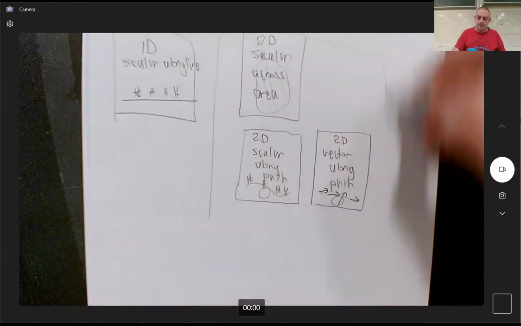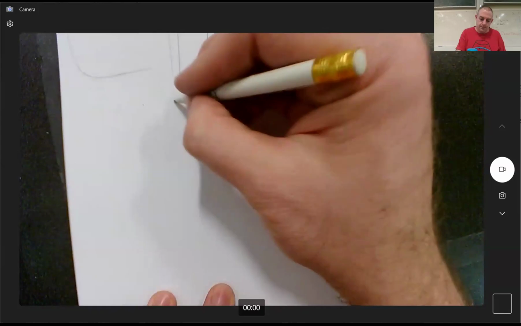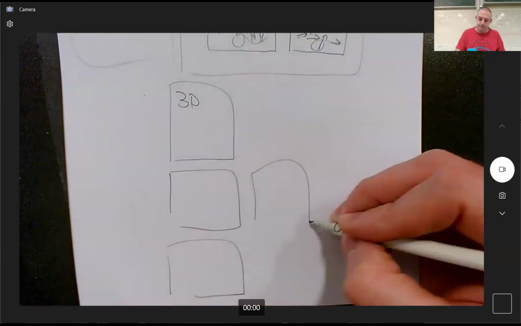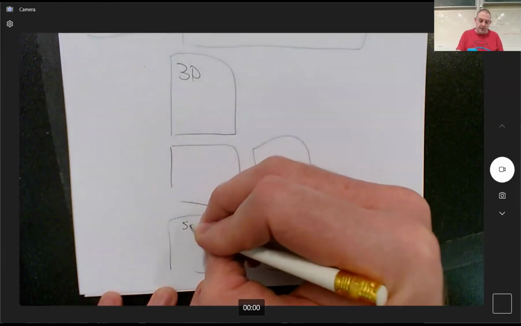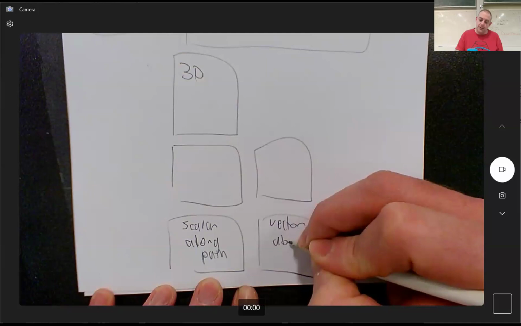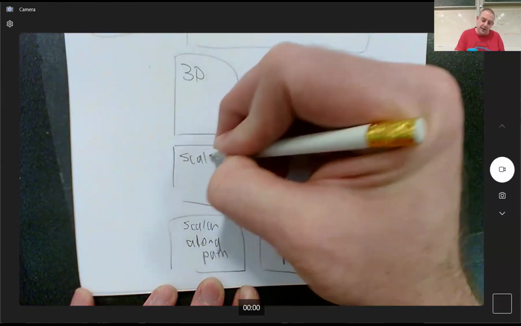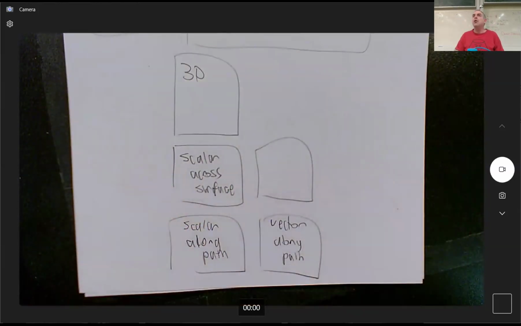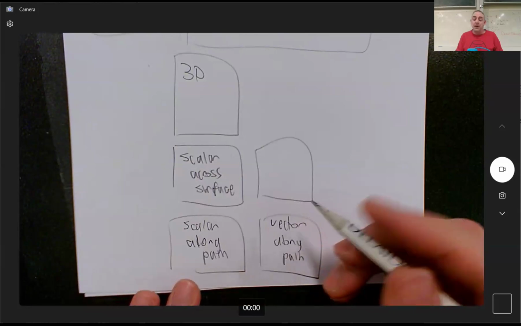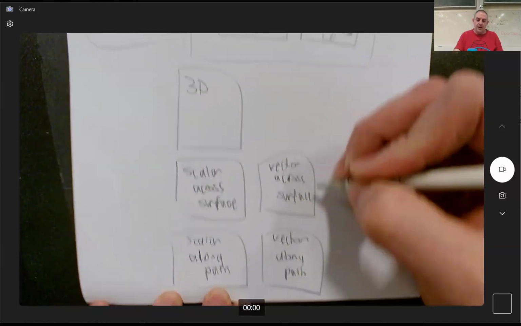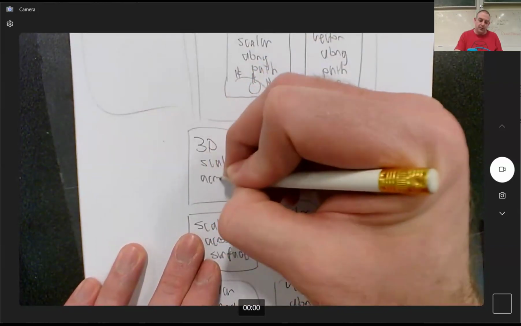And then in 3D, there's 5. So you can do scalar along a path. You can do a vector along a path. You can do a scalar across a surface. Back in 2D, all areas were flat, but now surfaces can be curved in 3D. And you can do a vector function across a surface now. And then in 3D, you can do a scalar function across a volume.